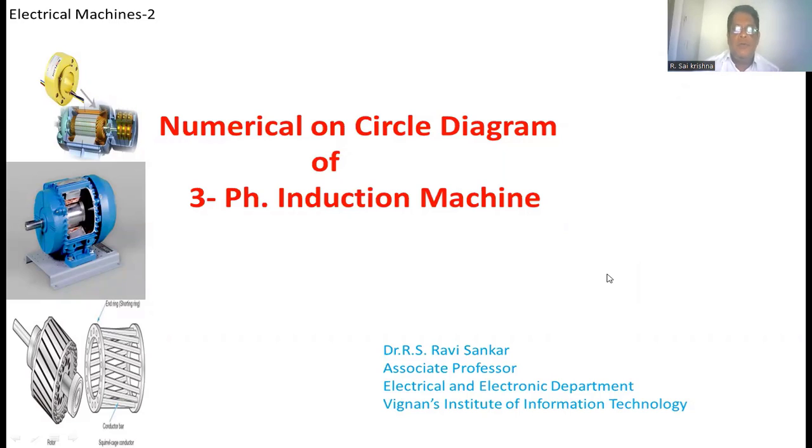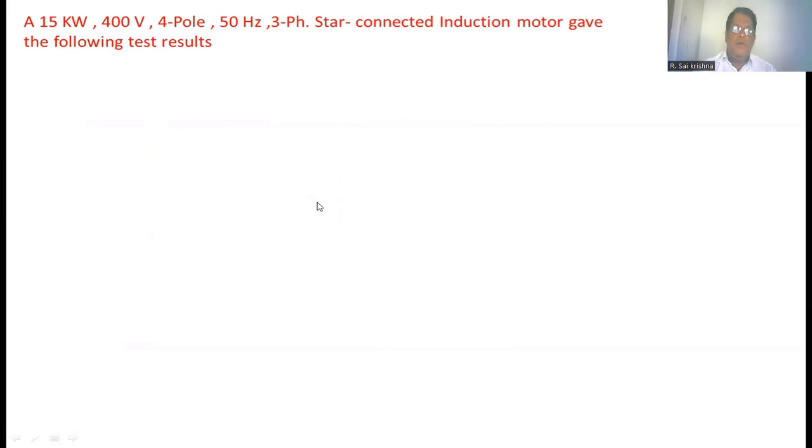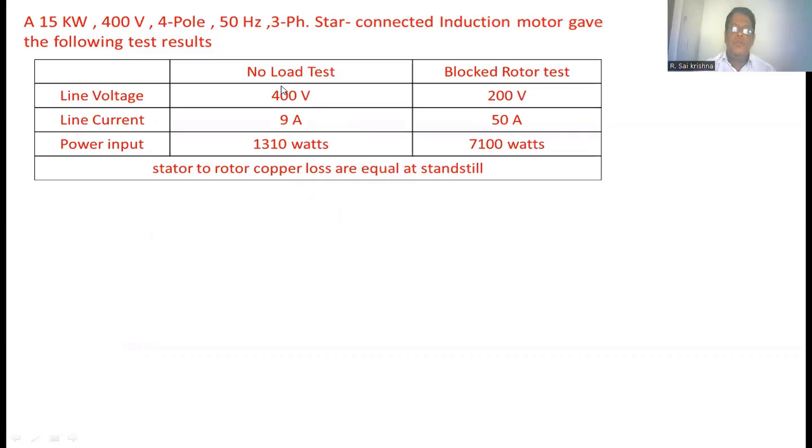In this class, we are going to discuss a numerical and the circle diagram of the three-phase induction motor. A 15 kilowatt, 400 volts, 4 pole, 50 hertz, three-phase star connected induction motor gave the following test results: no load test and blocked rotor test.